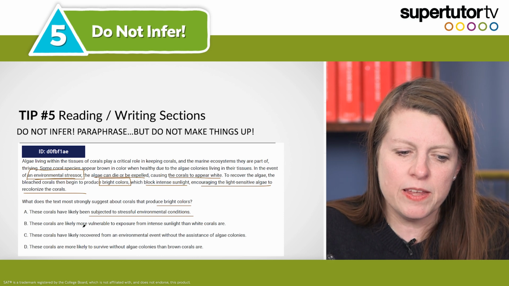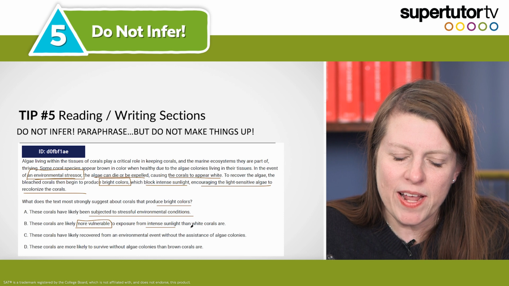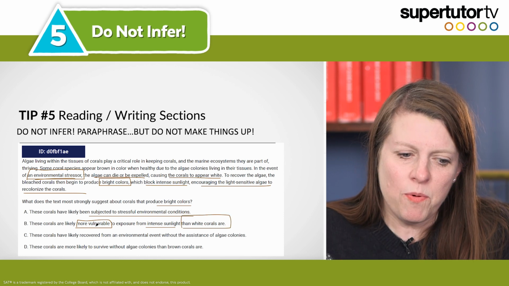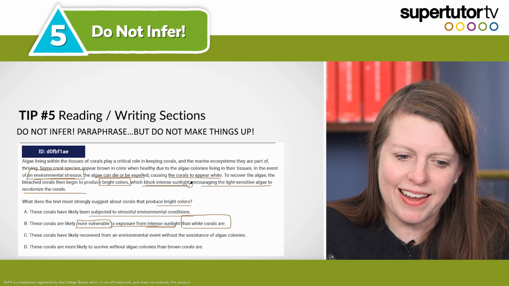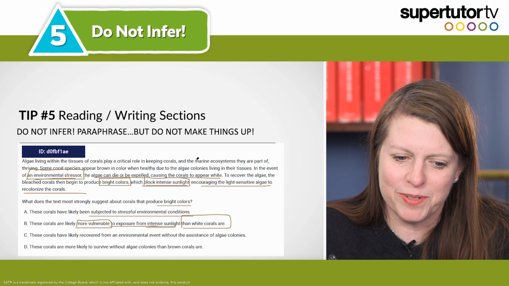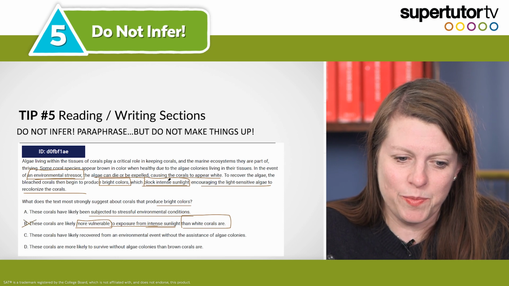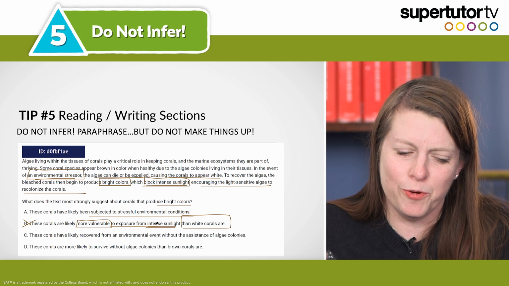These corals are likely more vulnerable to exposure from intense sunlight than white corals are. I can't make things up, you guys. How are they more vulnerable to exposure from intense sunlight? It says they block intense sunlight. That doesn't seem like they're vulnerable to it. That doesn't really track. I can't infer something super random. There's no evidence. If anything, there's evidence against that. It says they block the sunlight, not that they're more vulnerable to it.